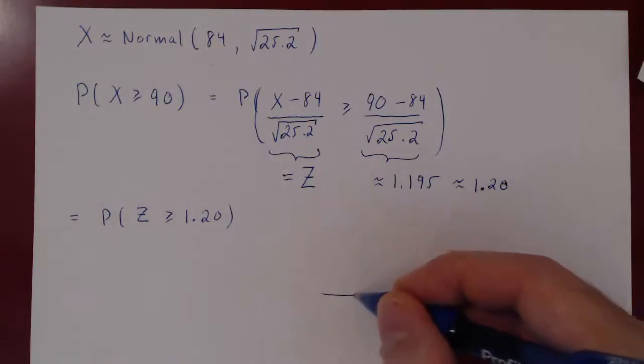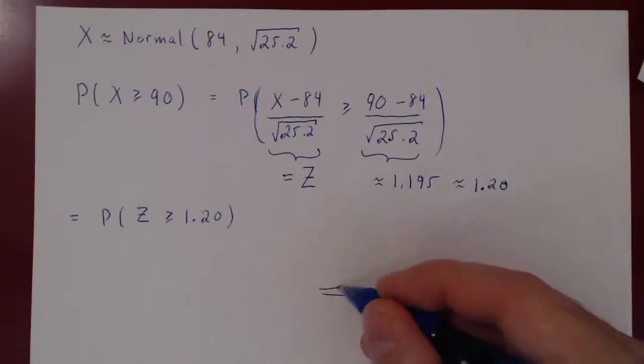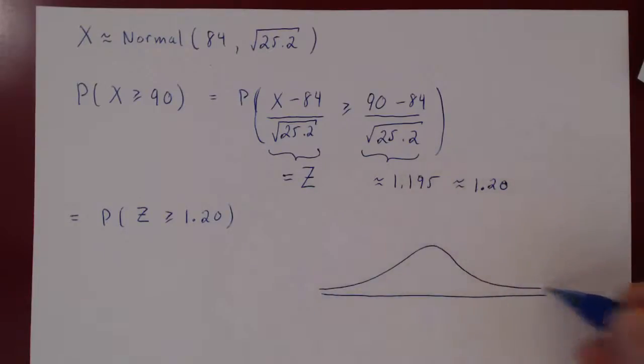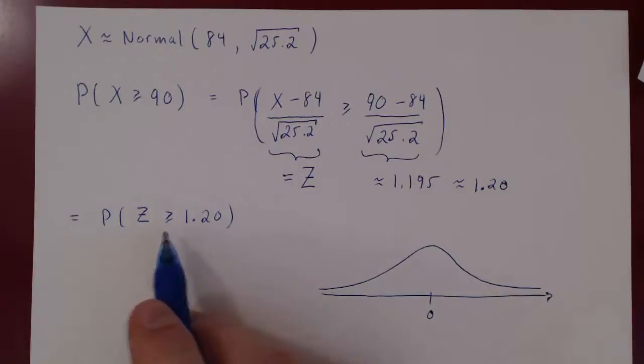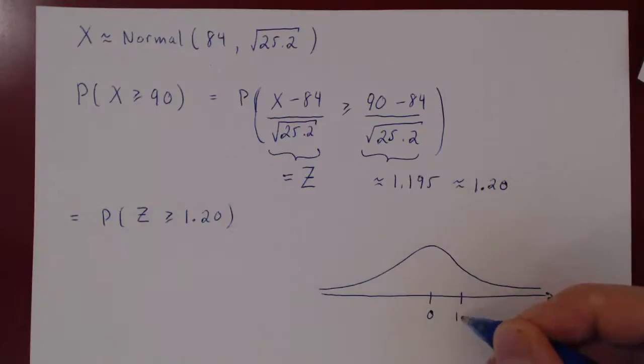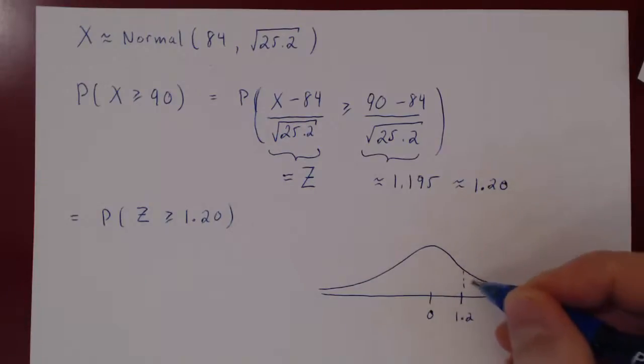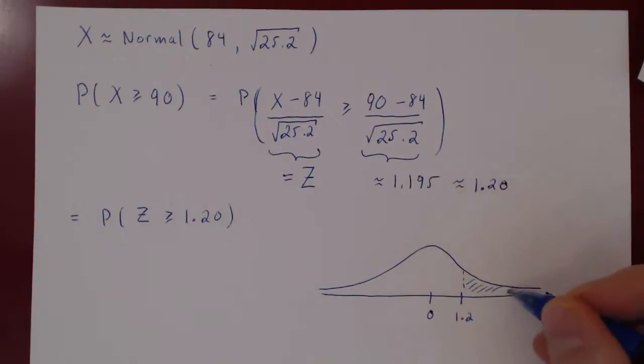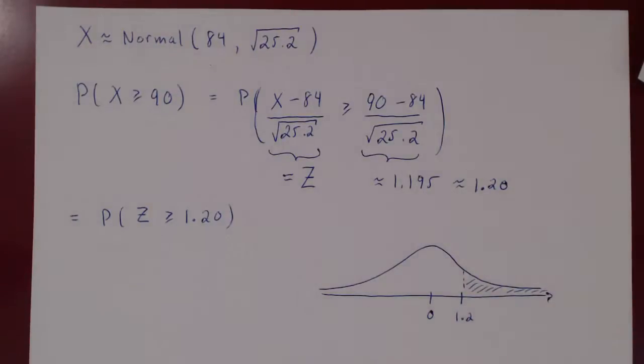So we have the standard normal distribution. The mean is 0. And we want the area, so the probability of z being bigger than 1.2. So we want the area of the right tail starting at 1.2. And again, the table gives you the area to the left. So here we have two options.